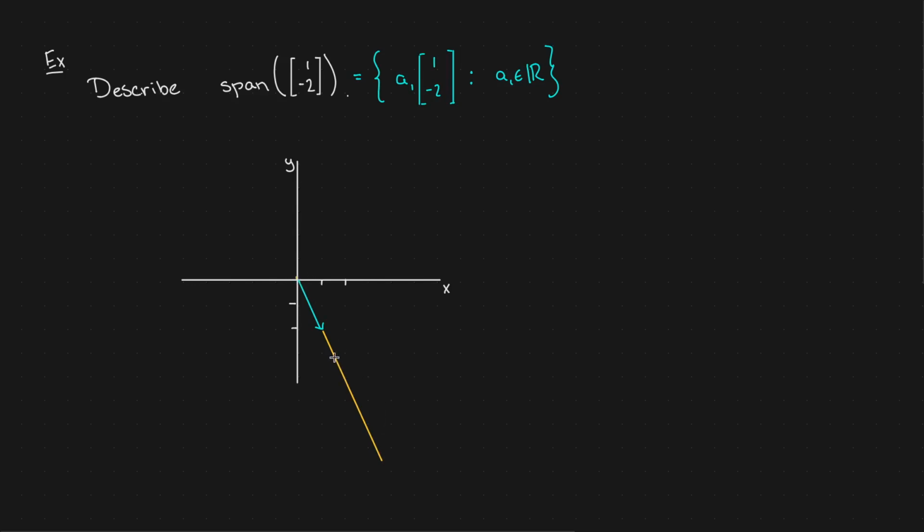So if I multiply it by a positive scalar, I could go in this direction, all along this line. And if I multiply by a negative scalar, I could go in this direction, all along this line. And so this span is going to give me a line in two-dimensional space.